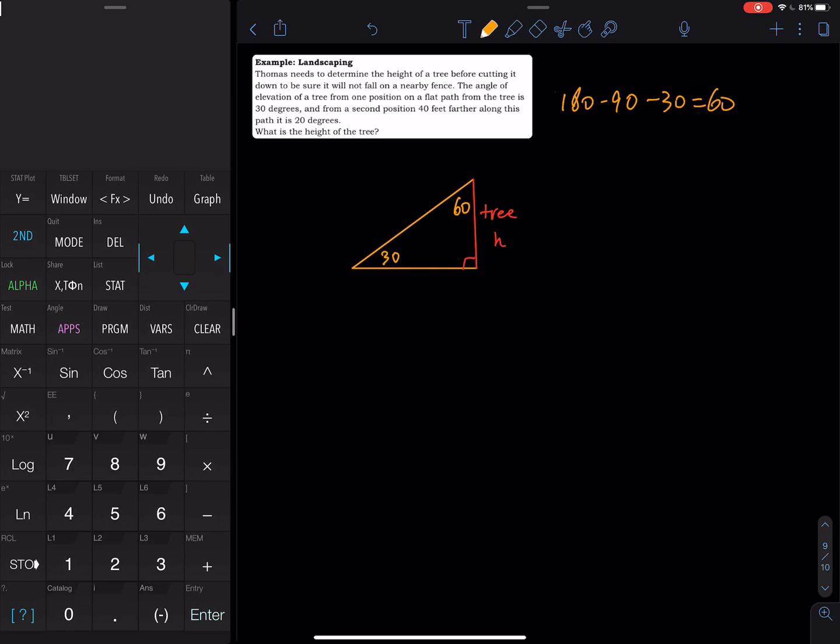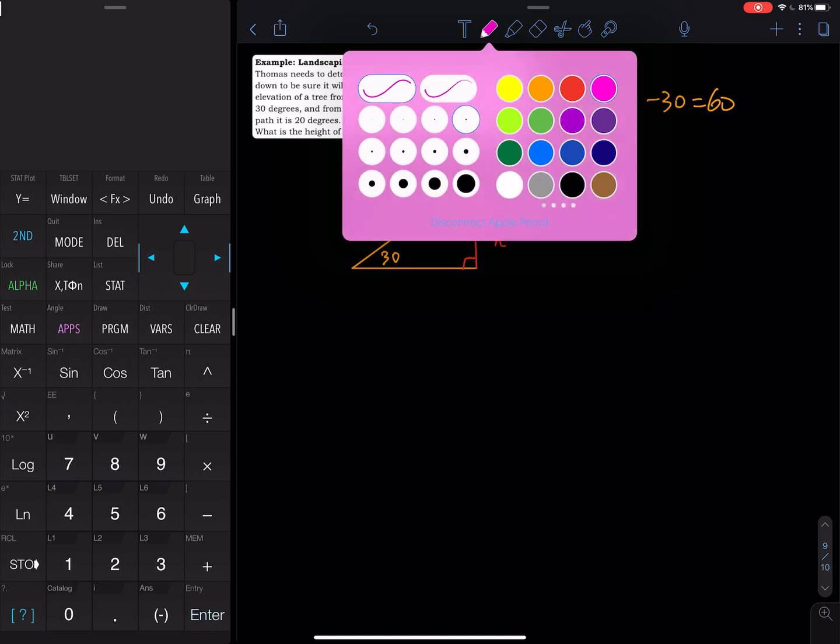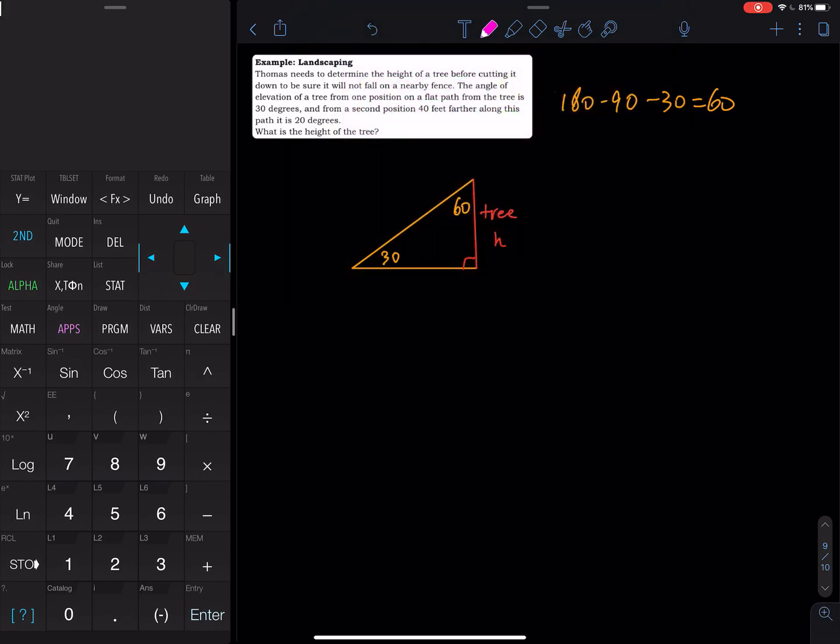And then what else do we have? There is a second position, right? Let's switch color. This is my first position, and the second position is 40 feet away. So I'm going to draw another line, and this is my second position, 40 feet away. Along this path it is 20 degrees. I think they meant the 20 degrees elevation, so we connect this point to the top of the tree. This is 20 degrees.